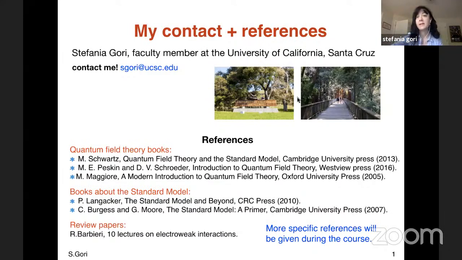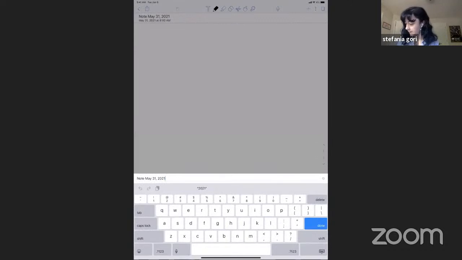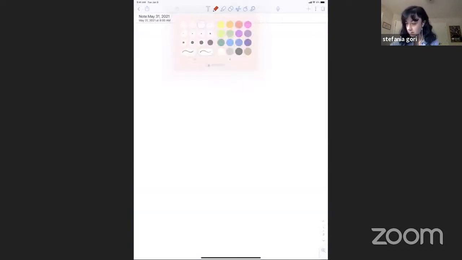Okay, so this is just to start, and now let me switch to my iPad. So I will stop sharing the slides, and let's see. Here is my iPad. Okay. So let's start with the goals of these lectures. Also, please interrupt me if you can't read my handwriting, in case there is something not clear. That's great to know.